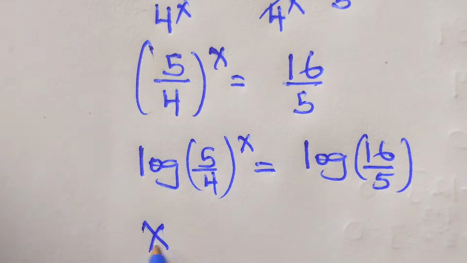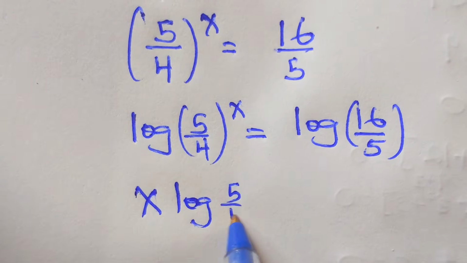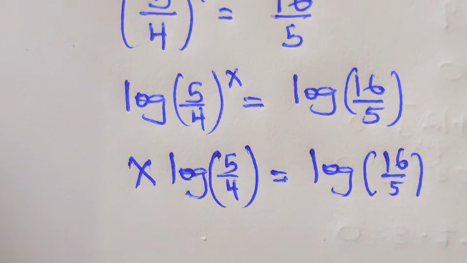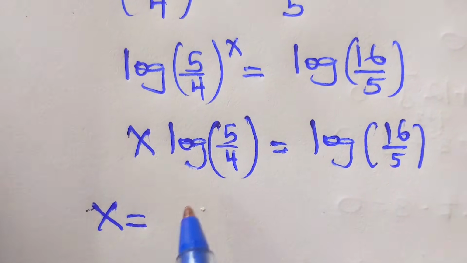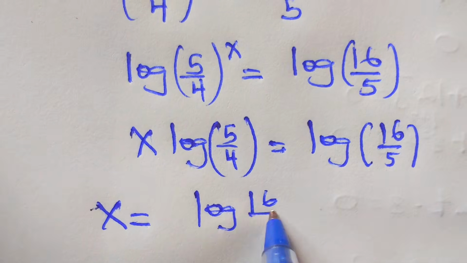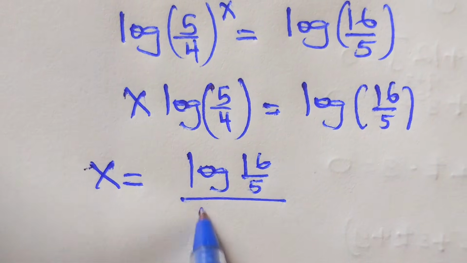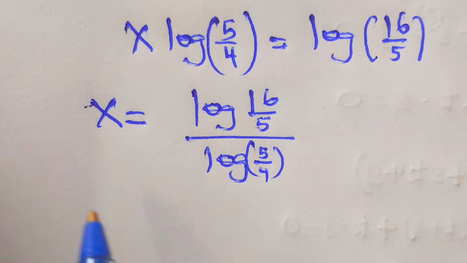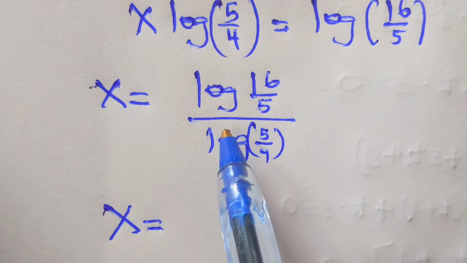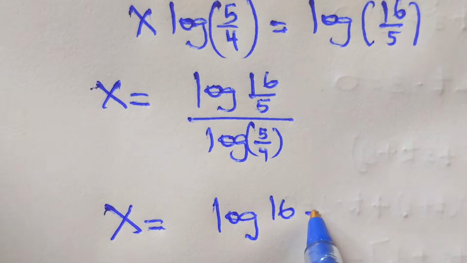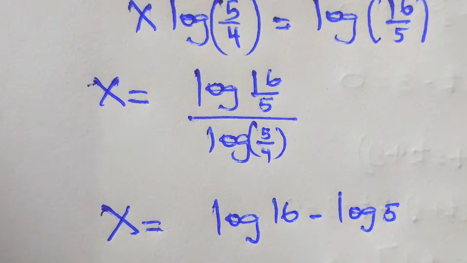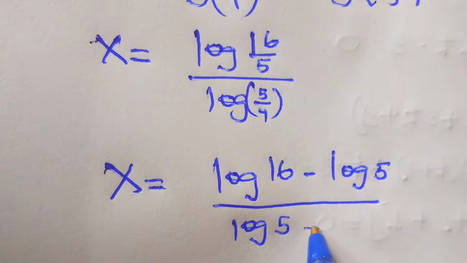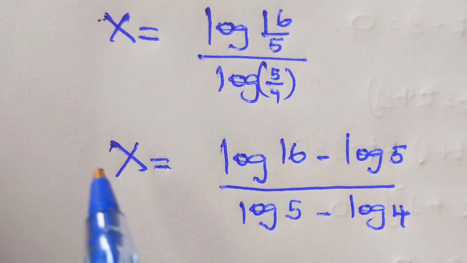And of course, this is x times log of 5/4, which equals log of 16/5. So x will be log of 16/5 divided by log of 5/4. Then x will be log of 16 minus log of 5, over log of 5 minus log of 4.